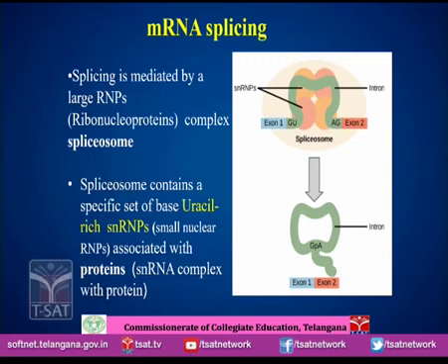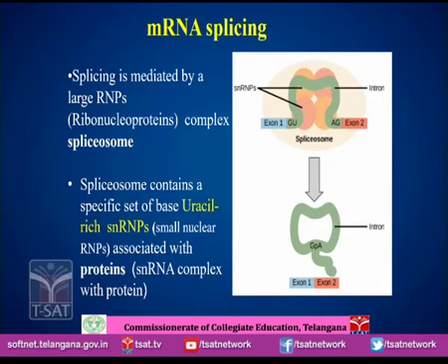Spliceosomes are a special kind of complex where the splicing procedure happens. The spliceosomes contain a specific set of uracil-rich snRNPs, which we call small nuclear RNPs. In the spliceosome complex, RNA is combined with protein, and these small nuclear RNAs are very important for forming the spliceosome. On this spliceosome, only the introns are removed.